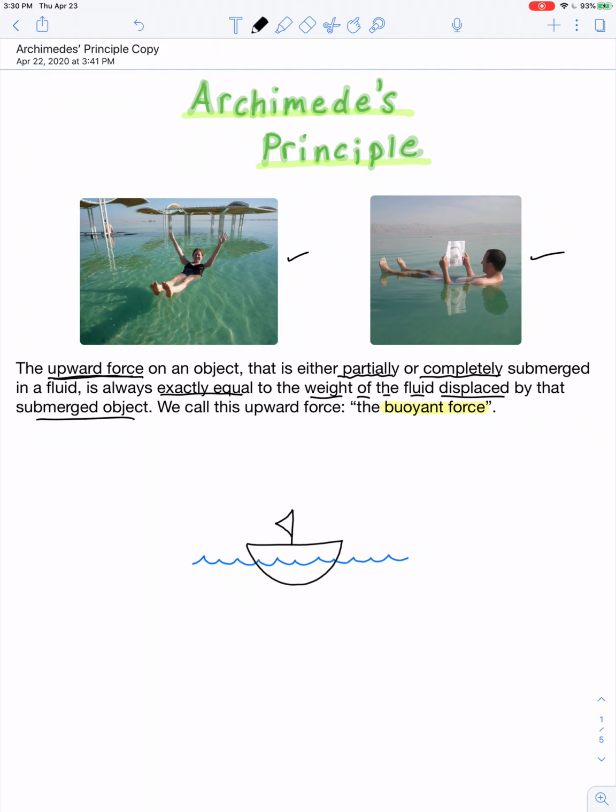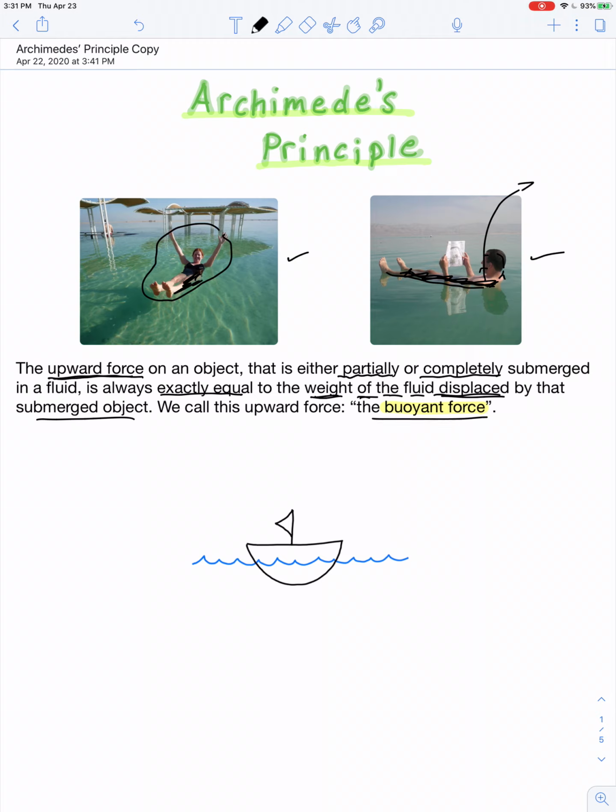So if this person was not floating here in the water, what would take up the space that she's occupying? Well, it would just be filled in with water. And same with this guy. He's displacing some water. If he were taken away, water would come and occupy the space that he's currently in. So the weight of the fluid that would fill that space back in is what we call the buoyant force on the object. Okay, so what do you think about this?